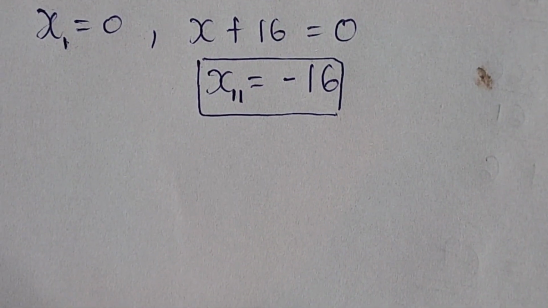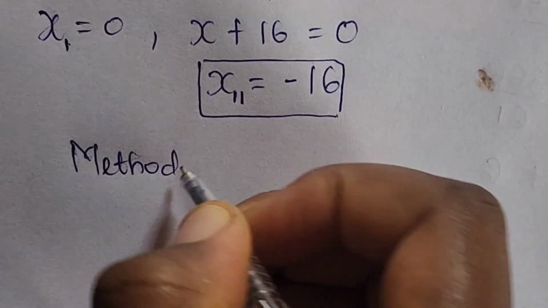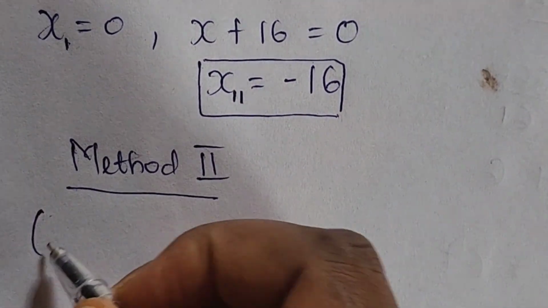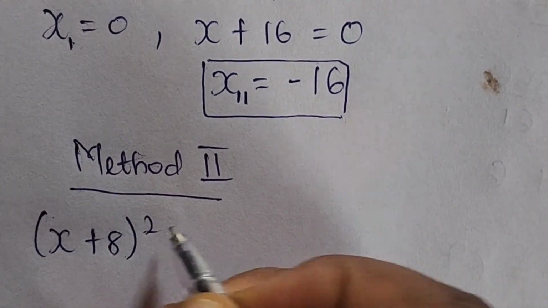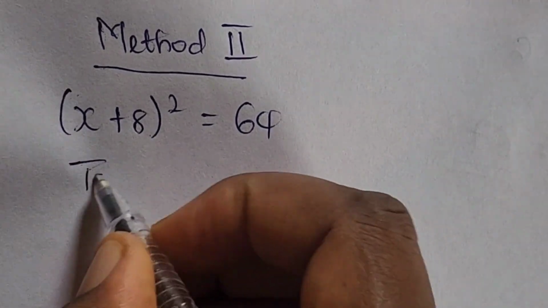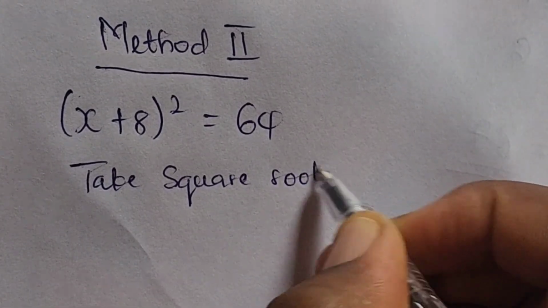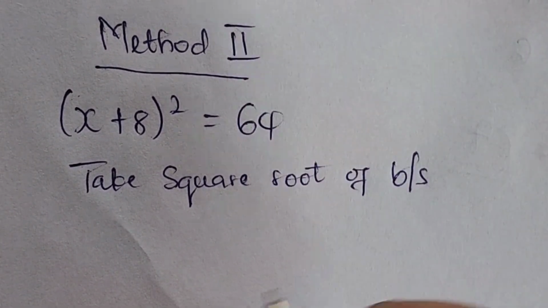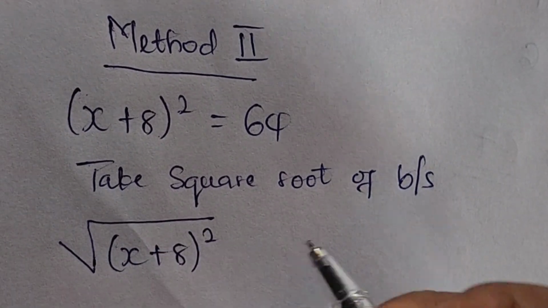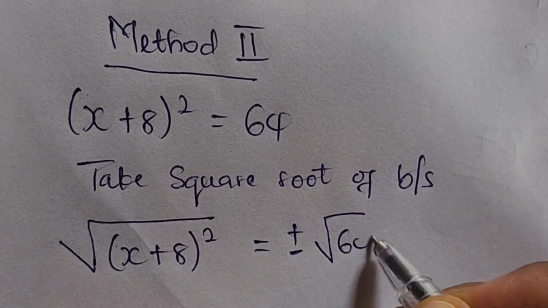Now let's take another method to resolve this. So our question, we have (x + 8)² equal to 64. Now let's start by taking the square root of both sides. To have the square root of (x + 8)² equal to plus or minus the square root of 64.